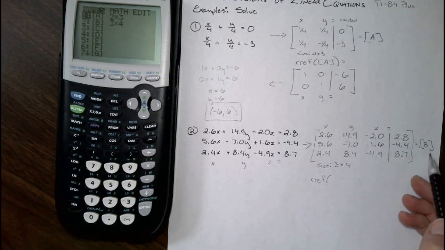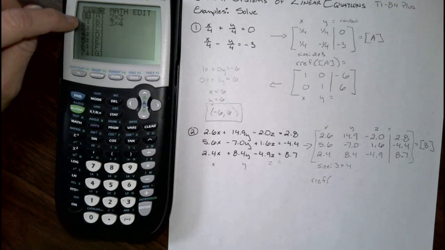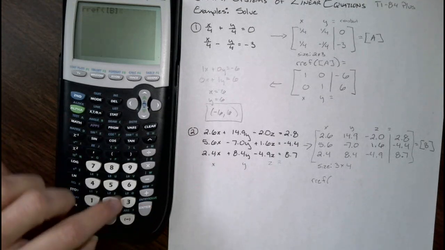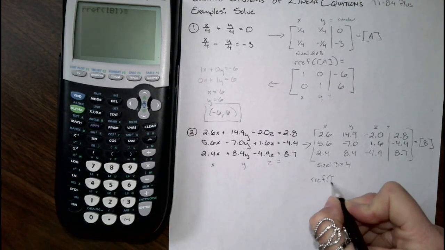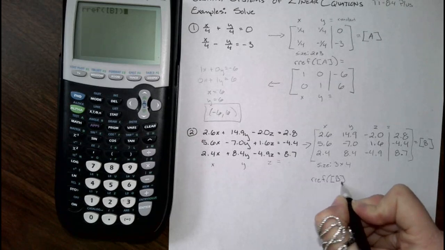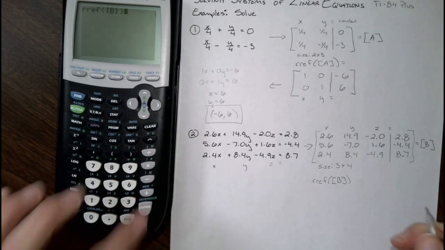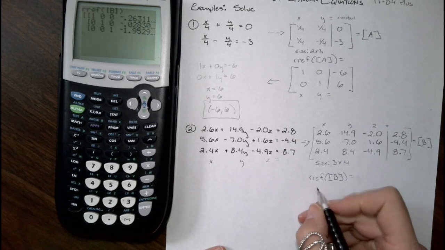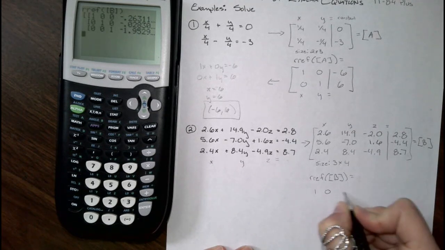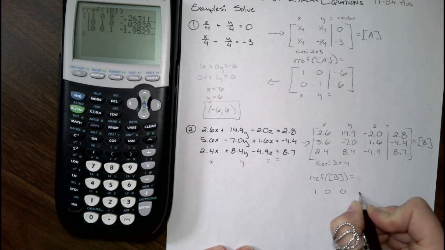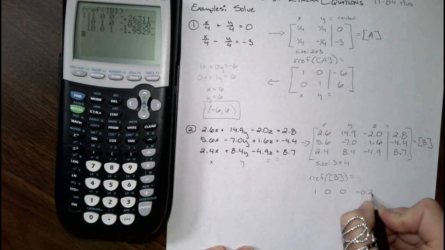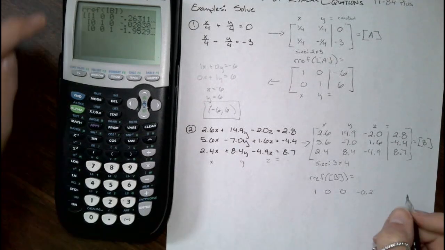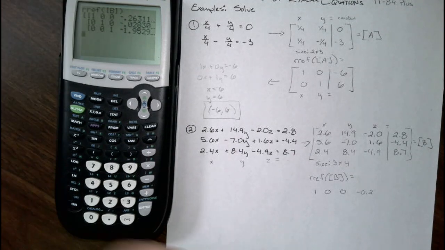I selected this was matrix B. So all I have to do now is go down to B and hit enter. So I went and got RREF, selected my matrix B. Now all I have to do is enter, and that gives me a big, long matrix. We end up with 1, 0, 0, negative 0.263. Now you'll notice this does go on quite a bit here.